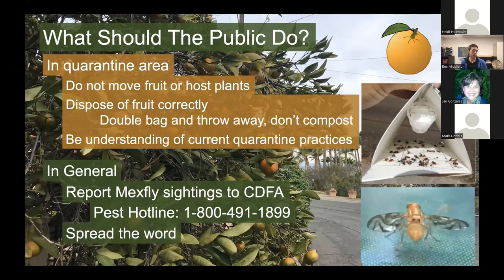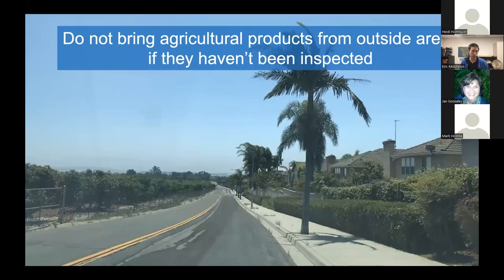And also make sure that people are aware of this, especially if they're inside the quarantine area, of what's happening and what they should do. But also outside of it, that people are aware of what Mexflies are like and the hosts they could be on, and are able to identify them in case this infestation does spread and the quarantine has to move out, because we certainly don't want this to become an established pest here in Southern California.